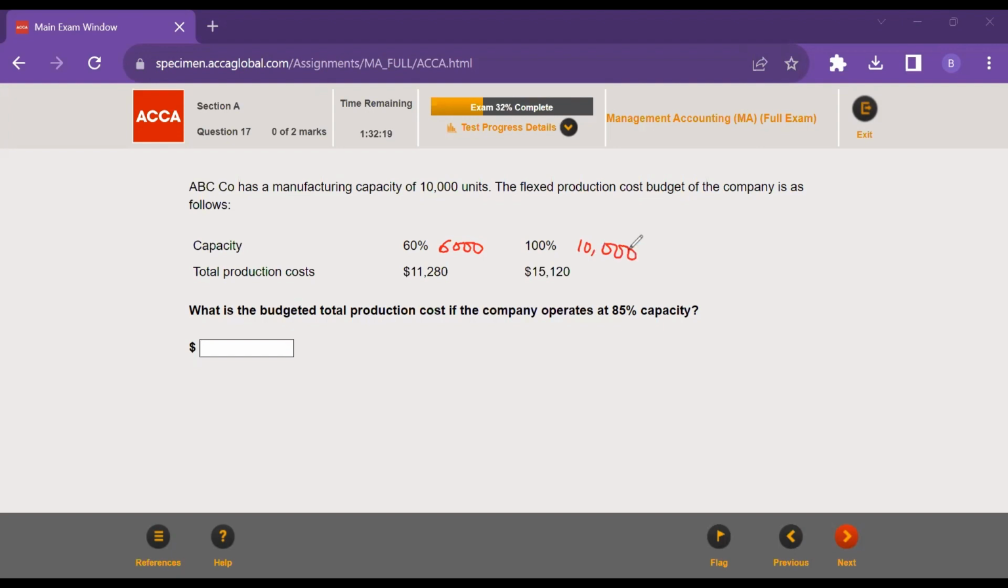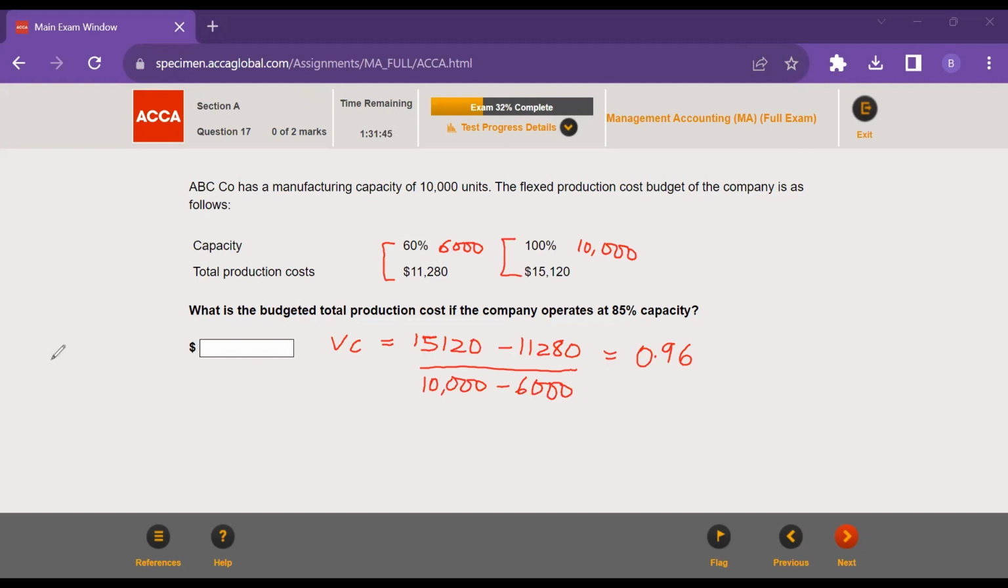Now we have to use the high-low method over here. So basically what we'll do is variable cost will be equal to 15,120 minus 11,280, and this will be divided by the difference between your units produced, which is 10,000 minus 6,000. So if you solve this, you will get your variable cost per unit as $0.96. Now you can use any of the two activity levels to find out the fixed costs. I'm using the 15,120 level.